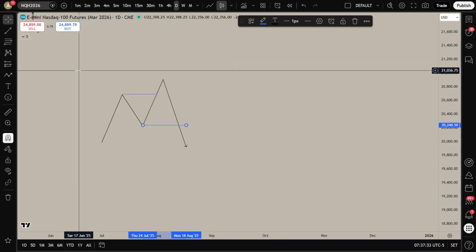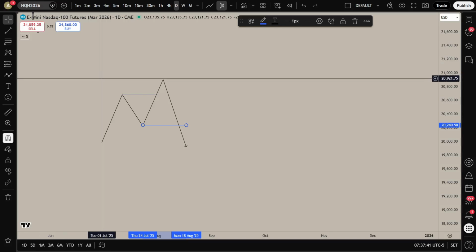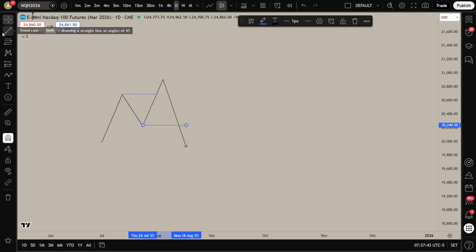I'm always saying this: SMT should not be the reason for you to take a trade. SMT is a confluence, okay? It is not a reason for taking a trade. The structure should always be the reason for taking a trade. It can just be a confluence that can make your trade much higher probability, right?